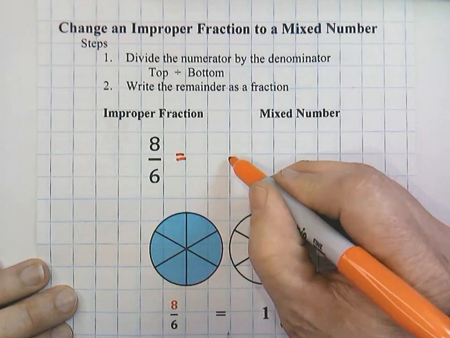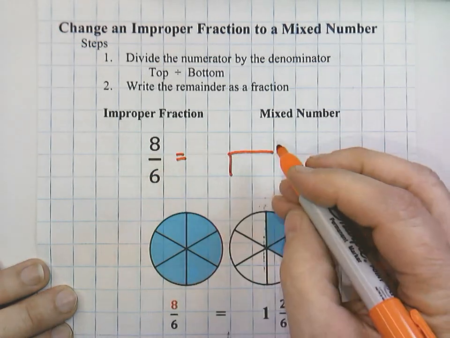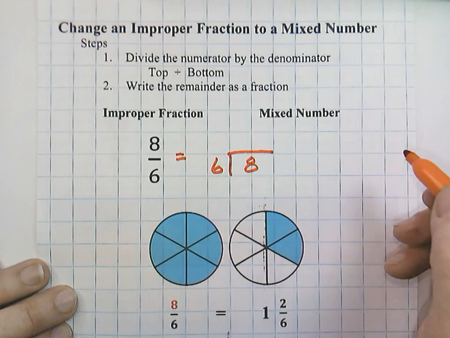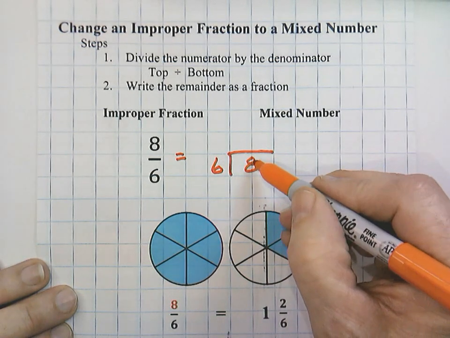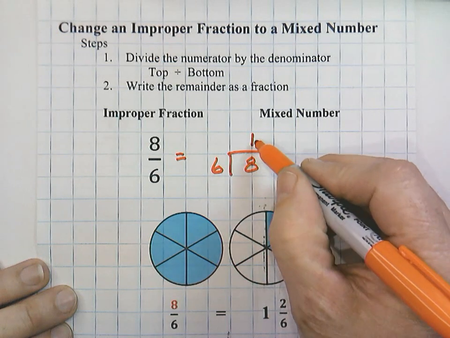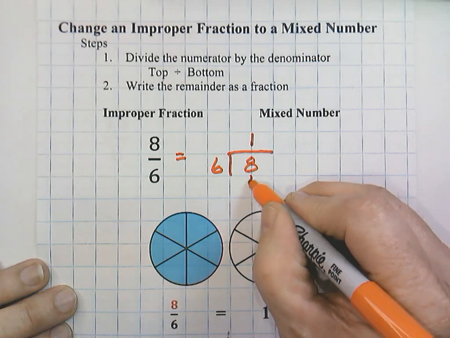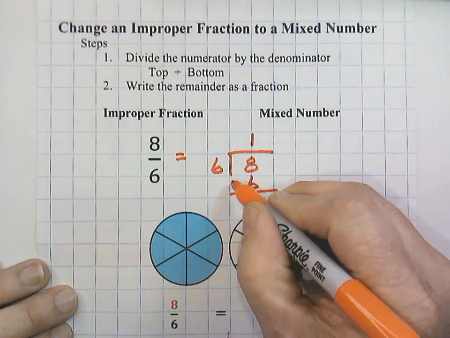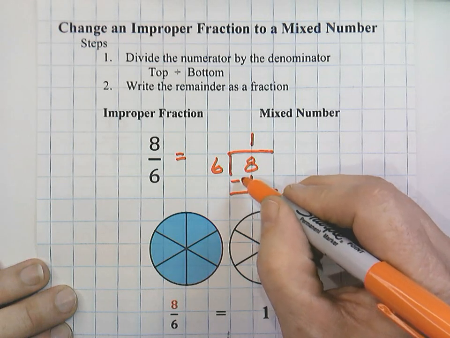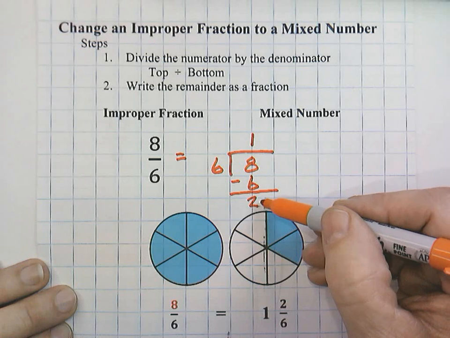8/6, write this as a division statement, 8 divided by 6. 8 divided by 6 would be 1. In other words, 6 can go into 8 one time. We multiply the 1 times the 6, write it underneath, and we can see that it's different. We need to find out how much. 8 minus 6 is 2. Here is our remainder of 2.